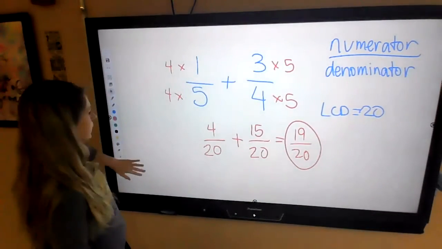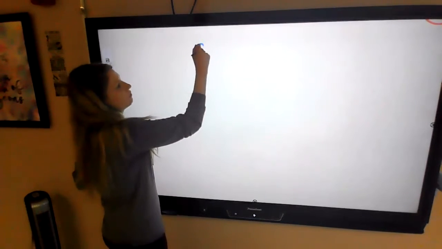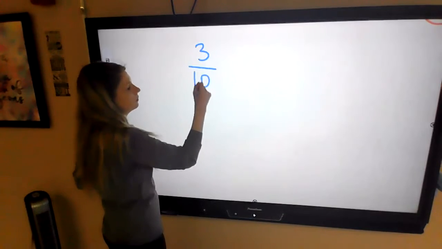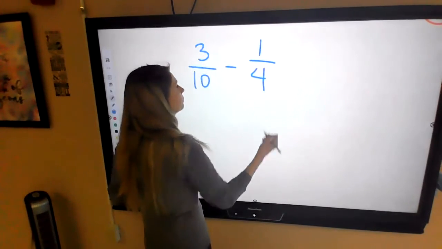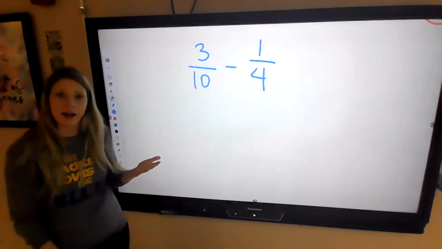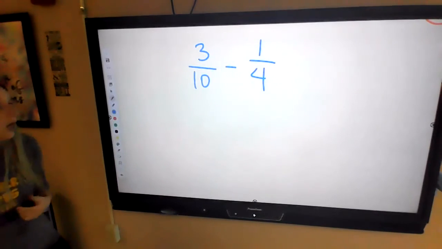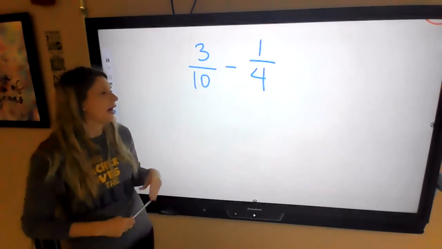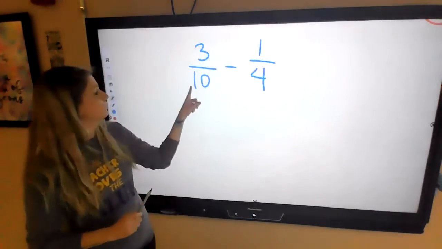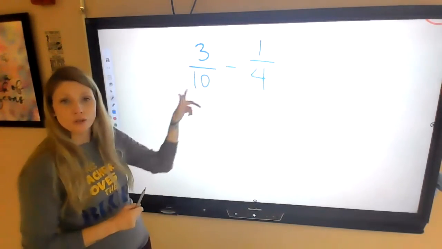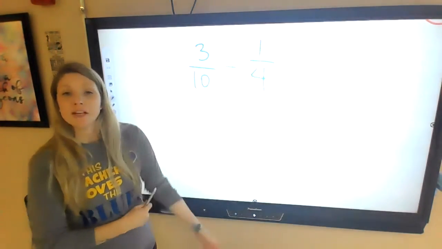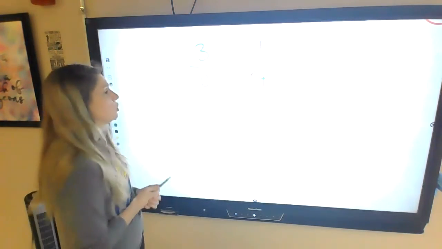Okay. Let's do another one. Let's say I have a subtraction one this time, and I have 3 over 10 minus 1 over 4. Remember, our first step is to find that least common denominator. So I always like to say, you can multiply them by each other, and that's going to be perfect. So you could use 40 here. But there is a number that is smaller than that that we can use.